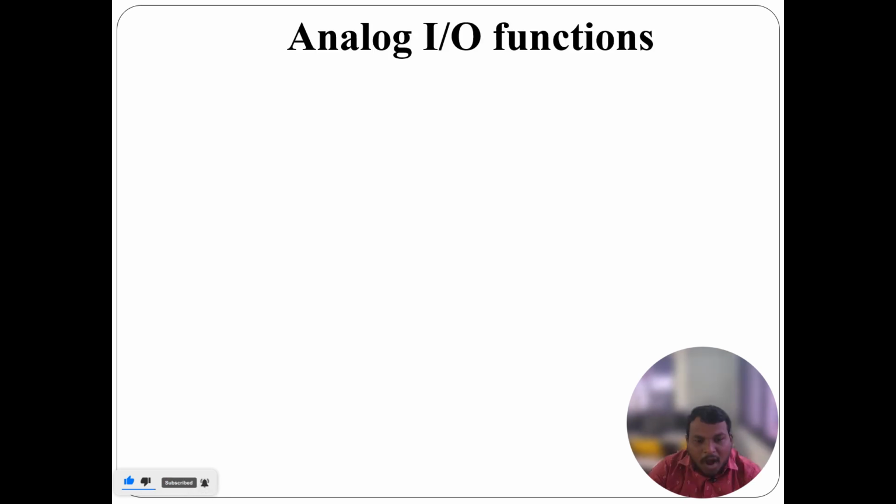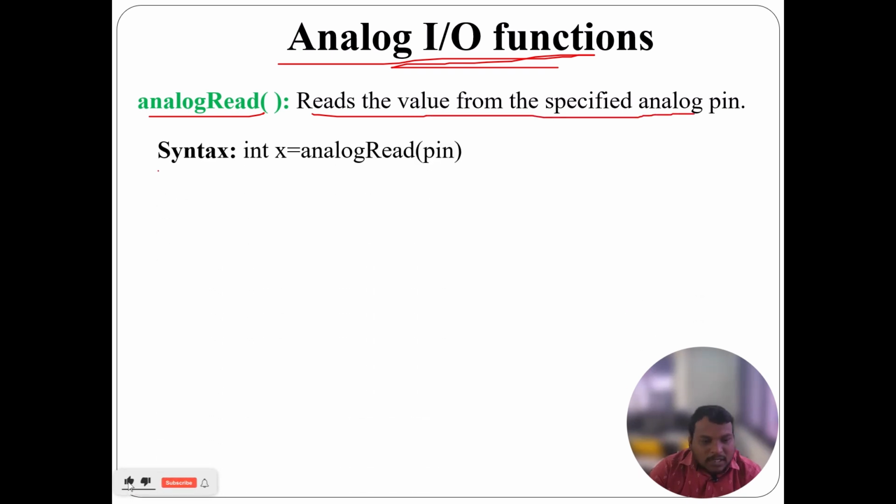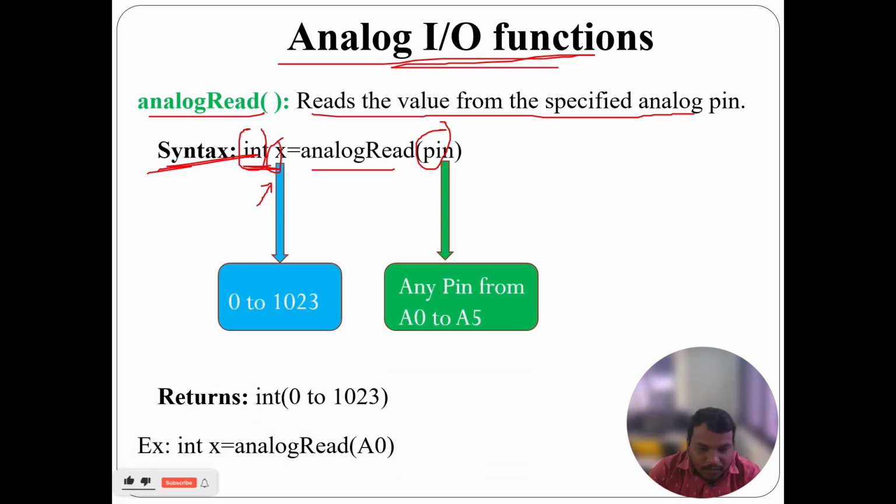Another function of Arduino is the analog input or output functions. In that, analogRead reads the data value from the specified analog pin. Let's see the syntax first. Syntax: int x = analogRead(pin number). Here x is an integer. We'll see an example. The digital pins are from 0 to 13, and we know that the analog pins are from A0 to A15.